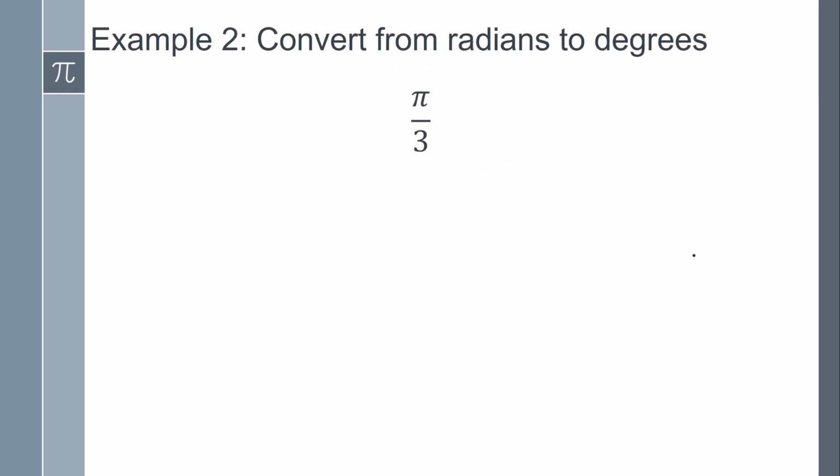So this one, converting from radians to degrees. So I'm going to multiply now by 180 over pi. Why? Because the pi radians are going to cancel out. And so that's going to give me 180 degrees over 3. That's going to reduce into 60 degrees.